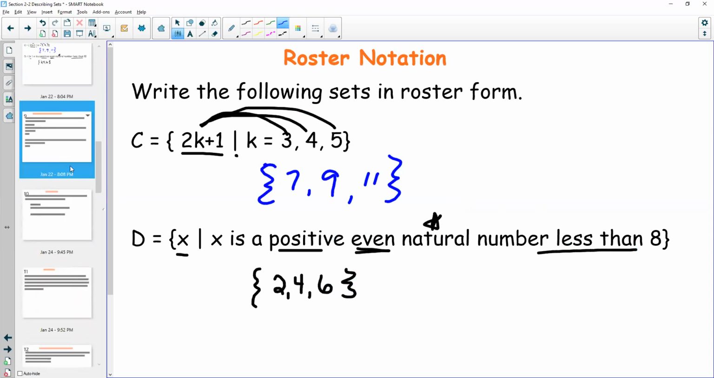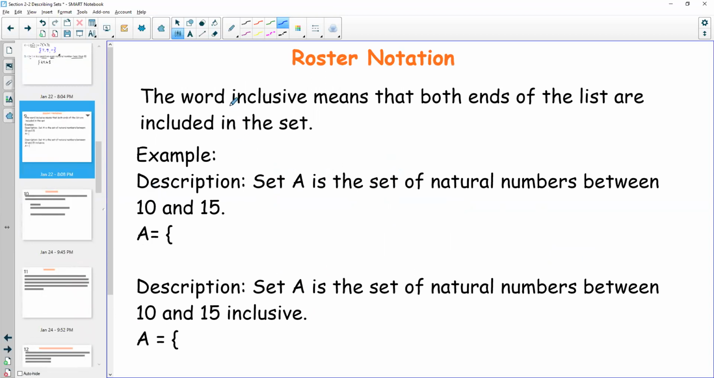When we say the word inclusive, it means that both ends of the list are included in a set. If you don't see that, you're going to assume that they're not. So for this example, it says set A is the set of natural numbers between 10 and 15. Remember, natural numbers are things we can count on our fingers. We can't count 10.2 on our fingers. So for this, we'd have 11, 12, 13, 14, between, okay?